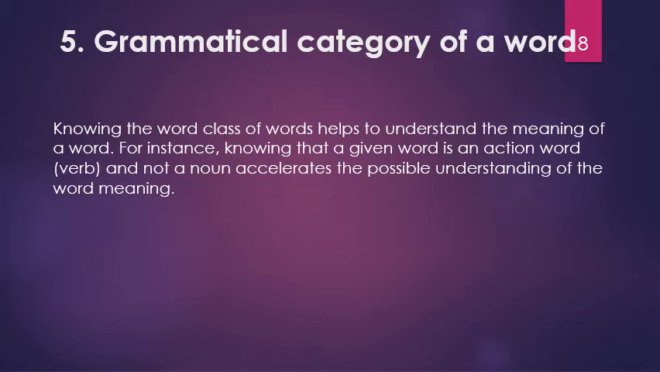For instance, class, knowing that a given word is an action word, that is a verb, and not a noun, helps us to understand the meaning of the word as a verb. If a word is a noun, that means it is a naming word, and you can understand the meaning. If it is an adverb or any other classification, this kind of knowledge of the grammatical category of a word is also one of the steps one follows to understand the meaning of a given word, either in a sentence or in writing or in whatever language the words belong to.